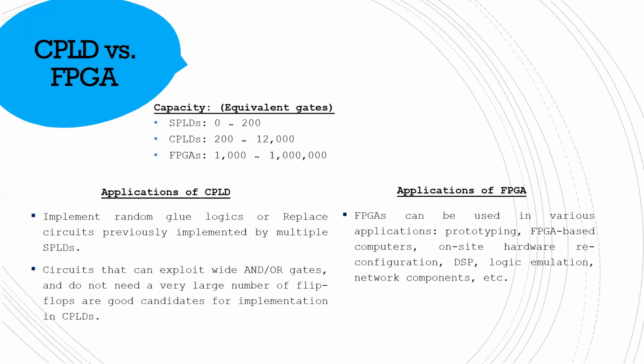Now, what is the application of FPGA? FPGA can be used in various applications like prototyping, FPGA-based computers, on-site hardware reconfiguration, DSP, that means digital signal processing, and logic emulators, like your basic games. Like when we were children, we played some games like Super Mario, like Contra, like some racing, by using our TV.